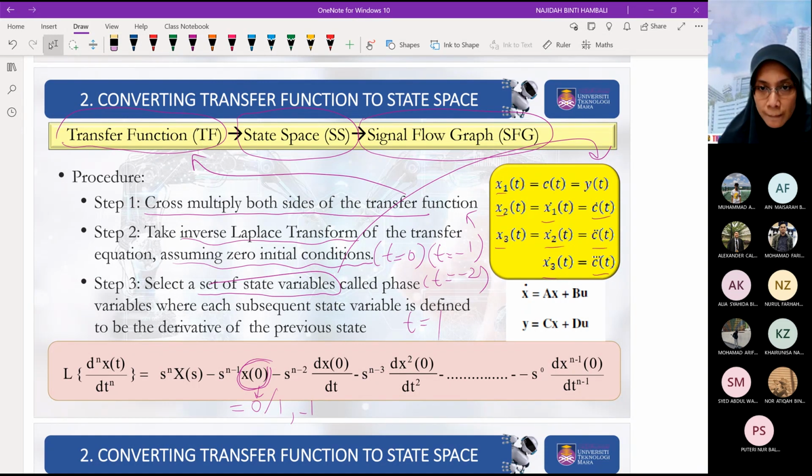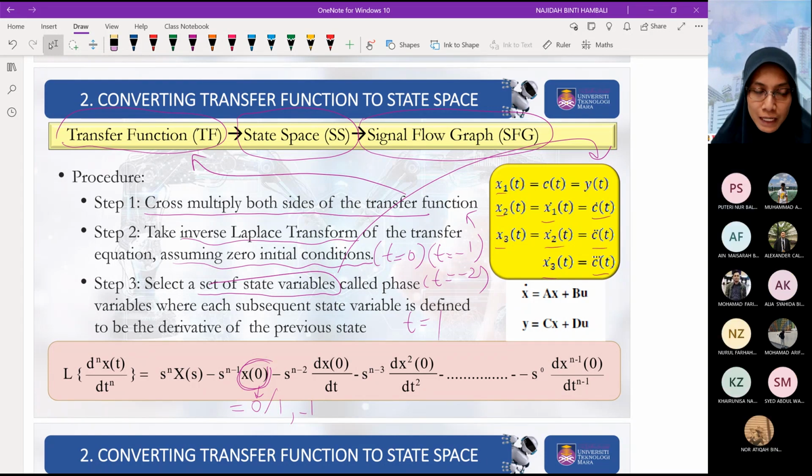Apa dia? First step. Before you start sketching the signal flow graph, what is the first thing? Ideas? Anyone? Check numerator, lepas tu cross multiply. Macam mana, Balkis? Check numerator je, lepas tu tengok whether dia cross multiply macam mana. Untuk sketch signal flow graph. You sure?